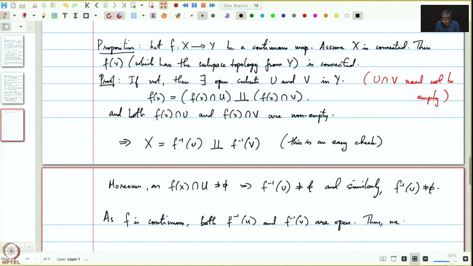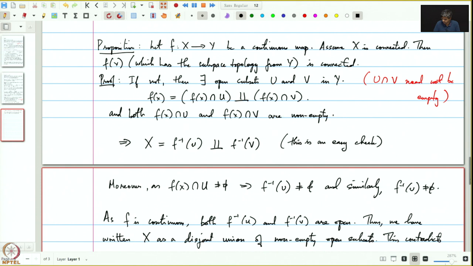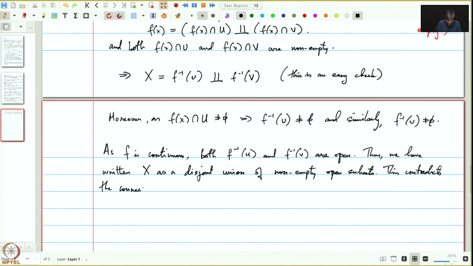Yeah, so thus we have written X as a disjoint union of non-empty open subsets. But this contradicts the connectedness of X, right? So thus f of X is connected in the subspace topology. Okay, so we will see several useful applications of this proposition that we proved. So we will end this lecture here.